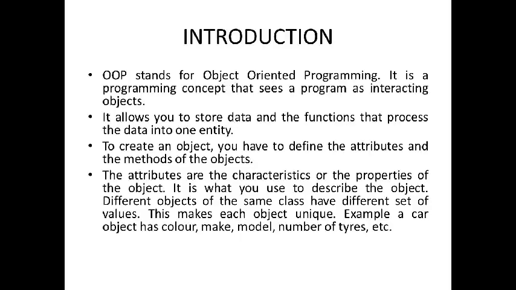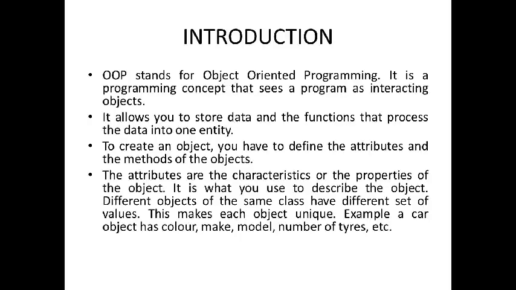Different objects of the same class have different sets of values. For instance, two cars. A car can be seen as an object. And what are the properties of a car? A car has a color, a make, a model, a number of tires. Different cars have different numbers of tires. So you see that the values of these attributes make one object different from another object.